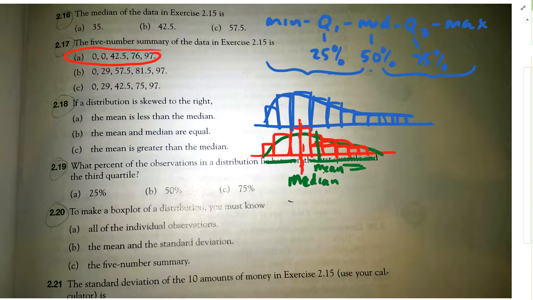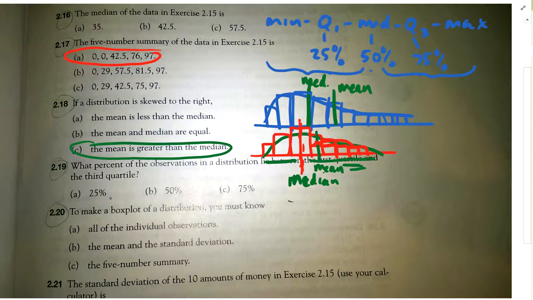And again, we're going to talk about this in class quite a bit. So back up to the original diagram, when it's skewed to the higher numbers, the median will be here, somewhere towards the bulk of the data, and then the mean will be pulled out towards the tail. Okay, so to answer this question, the mean is greater than the median.